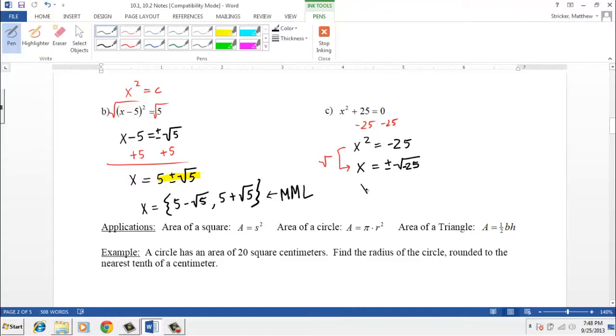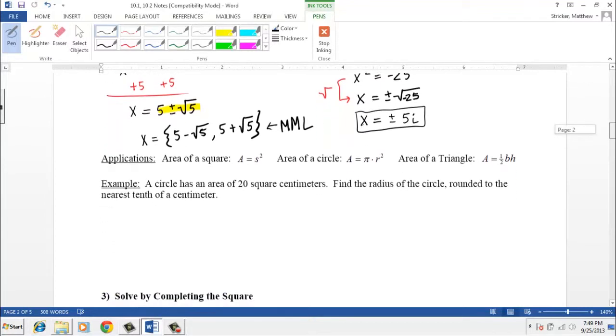Now, luckily, we talked about last chapter how to deal with square roots and negatives, and we know we've got to pull the i out in addition to the 5. So this is going to be plus or minus 5i. It's two complex solutions, or two imaginary solutions. So there we go. There's your answer. And this basically sums up the extracting the square root method.